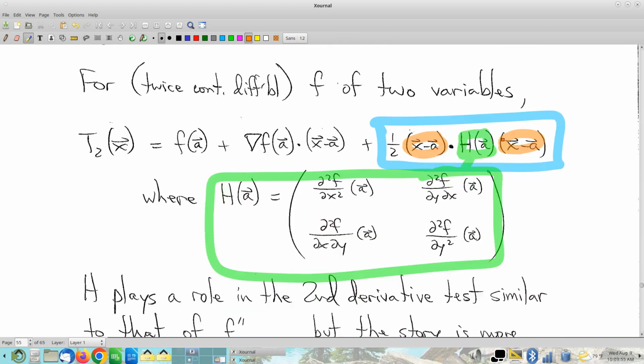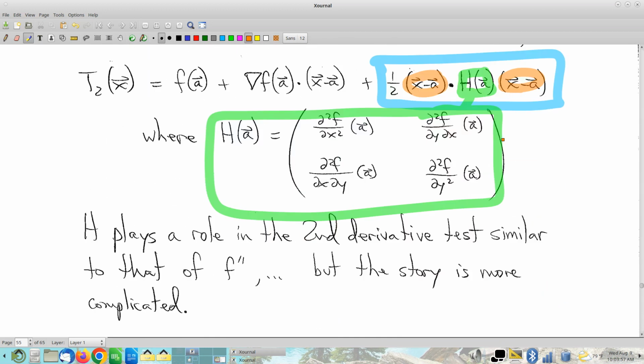The difference is that in here the algebra is such that I can't just sort of bring them together. This is not x minus a dot x minus a. You got to multiply by the Hessian matrix first, and you can't algebra your way around that and say, okay, but surely I got to rewrite this in terms of x minus a dot x minus a. No, you absolutely cannot. It's just a more complicated thing.